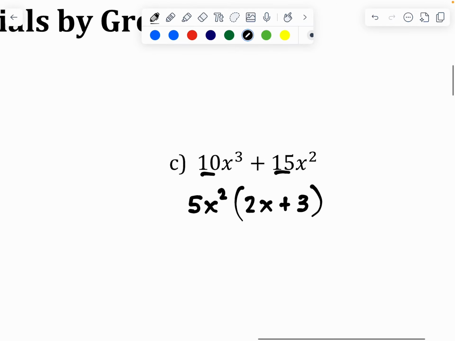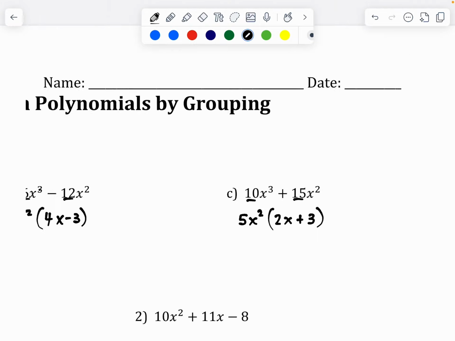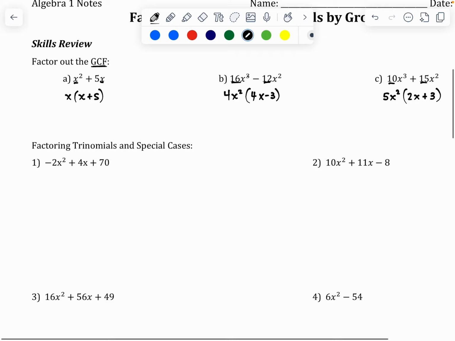All right, greatest common factors are really important for this next lesson that we're going to be doing, the factor by grouping, and we have to know how to take the GCFs out in order to be able to use this method. Okay, so that was good practice.